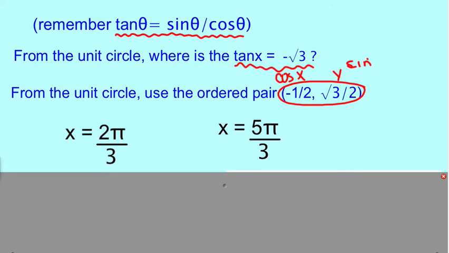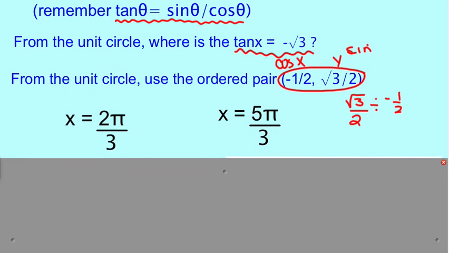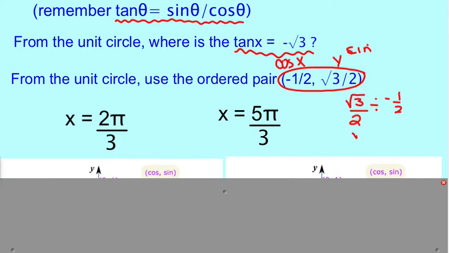Off to the side, let's just divide this quickly so you can see the square root of 3 over 2 divided by negative 1/2. Should I get negative square root of 3? So you say square root of 3 over 2, flip it, and change it to multiplication. These two cancel, you multiply across, you get negative square root of 3. That's what you wanted.